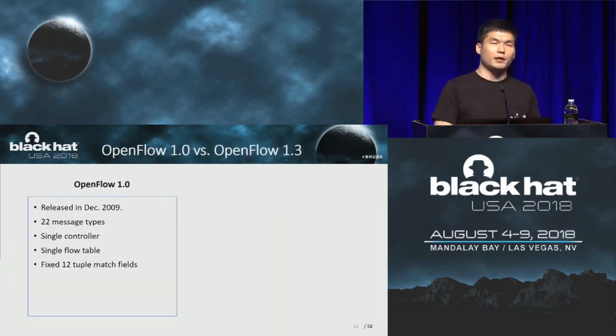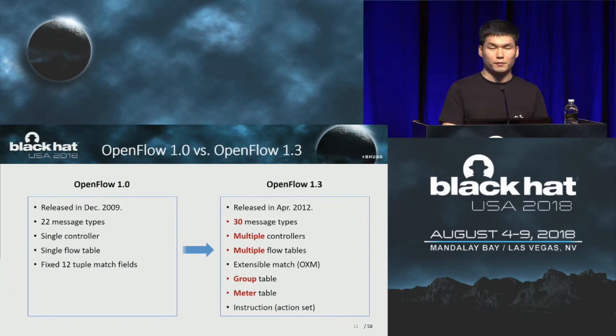As I briefly mentioned, in addition to OpenFlow 1.0, OpenFlow 1.3 is widely used as well. The noticeable differences between them are as follows. First of all, there are 7 more message types in OpenFlow 1.3. This is for supporting multiple controllers, group table, meter table, and so on. You can find a detailed description of that in the OpenFlow 1.3 specification. With such a version upgrade, OpenFlow 1.3 enhanced the reliability, scalability, and efficiency of the protocol compared to OpenFlow 1.0.